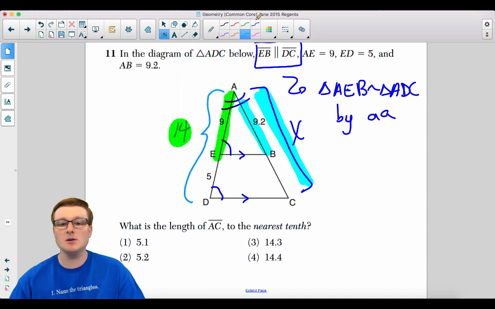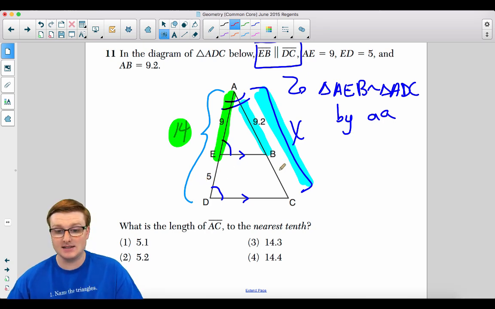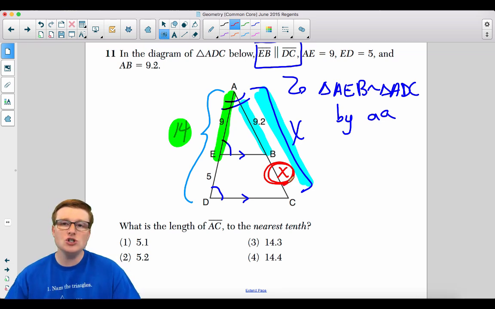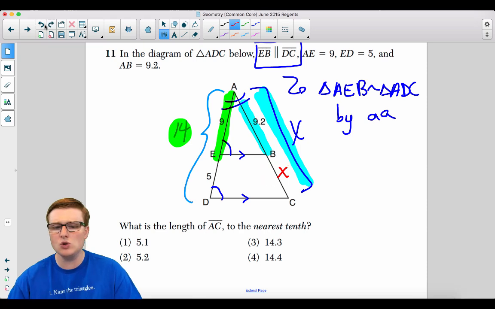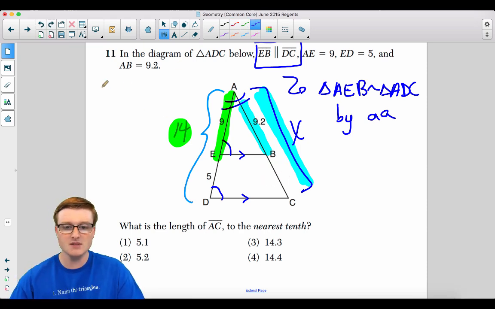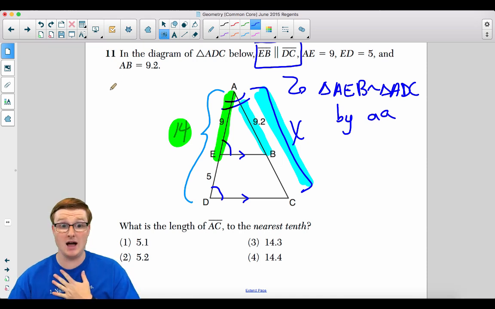What a common mistake that people do is they do 9 over 5 equals 9.2 over x, and then they stop here. But you have to read the question thoroughly. It's saying the length of AC. Now, could you do it like that? Of course you can. I'm going to show you 2 ways. By the way, there are so many ways to answer these questions correctly. So the first thing that I'm going to do is I'm going to do it my way that I like.